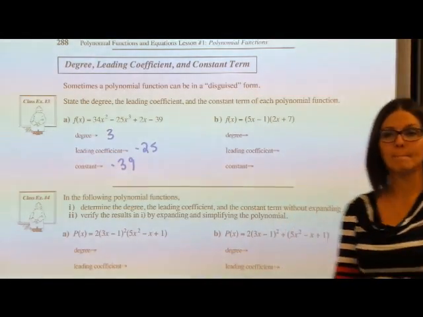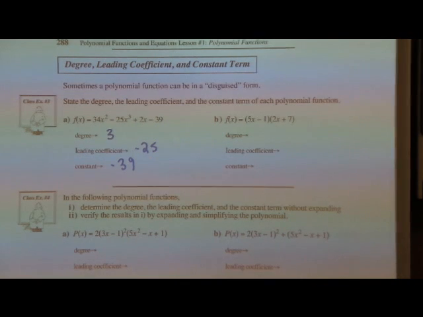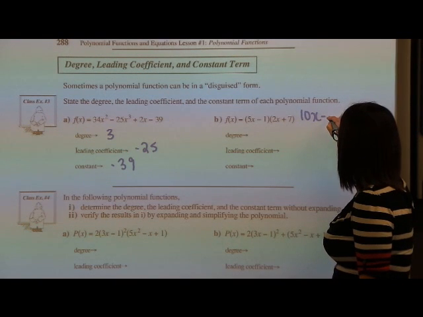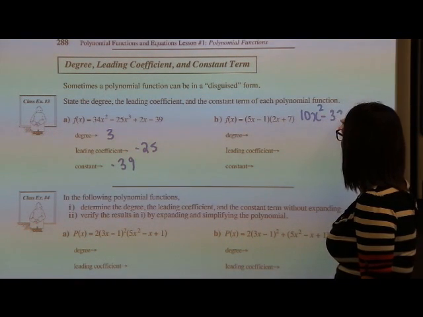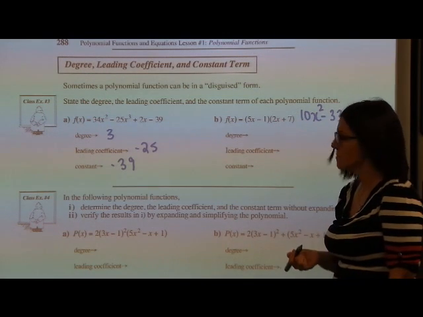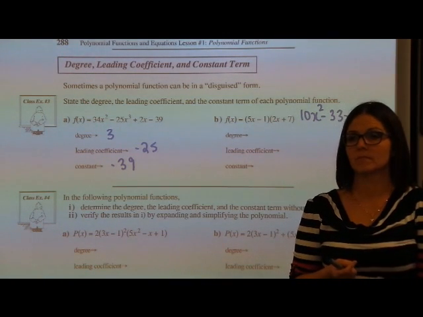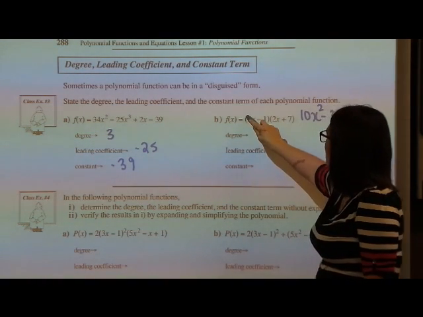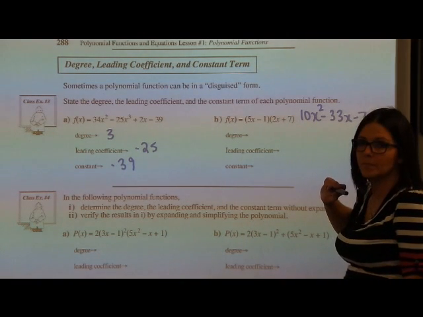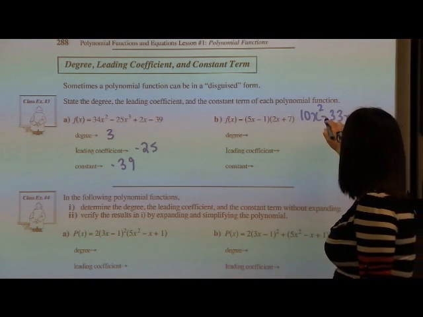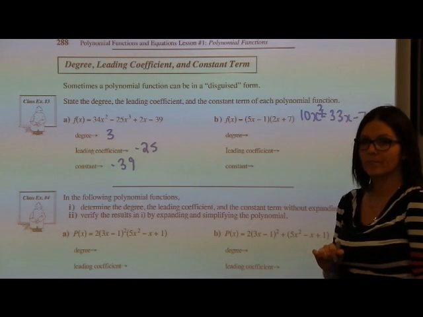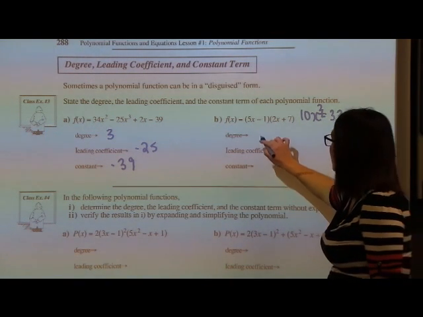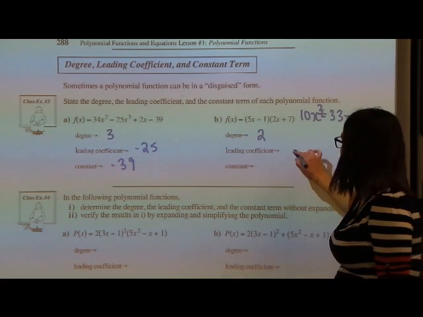Okay. How did you do B? Okay, when I expand it out, 10x squared minus 33x minus 7. Okay, so what's the degree? I got 30. Did anyone else get... Oh, not minus 37? Nope, because it would be positive 35 and negative 2. So it should be plus. Oh, plus 33. There we go. Yeah. So my degree would be 2. Leading coefficient, 10. Constant, negative 7.